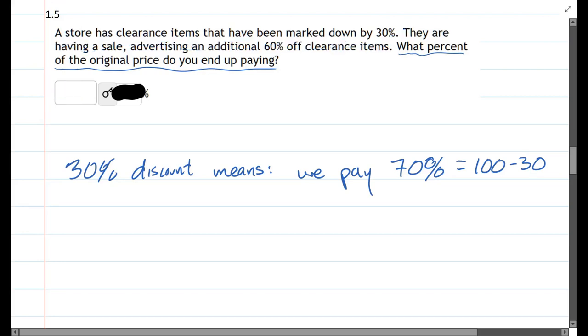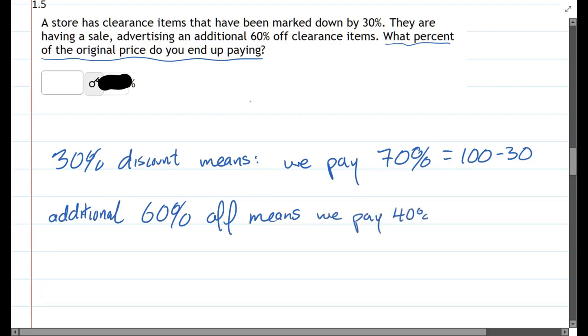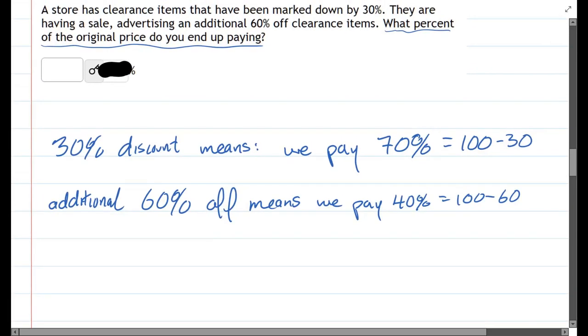However, there's a second sale, or an additional sale, advertising an additional 60% off clearance items. Now, what that means is we get a lot off, we still pay 40%. And of course, that 40 is 100 minus 60. And we get both of these discounts. And so we're paying 40% of 70%.